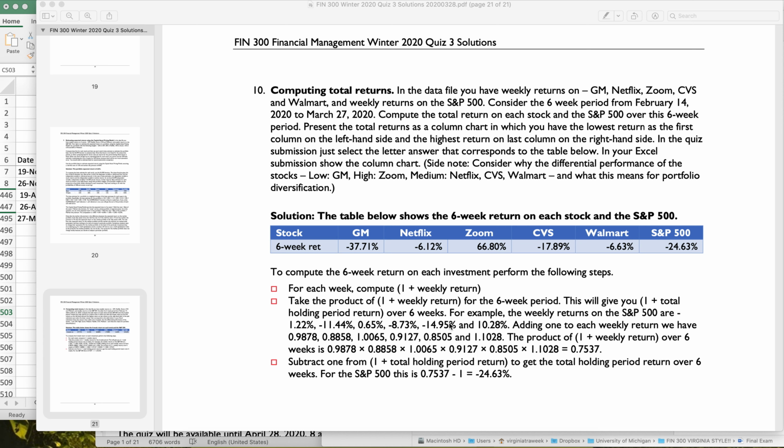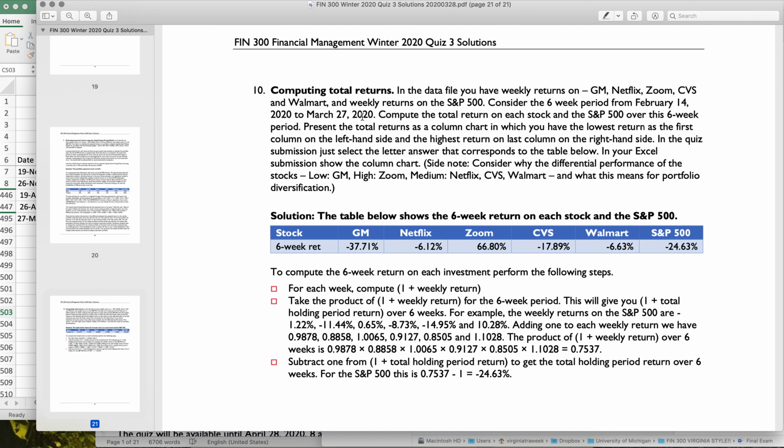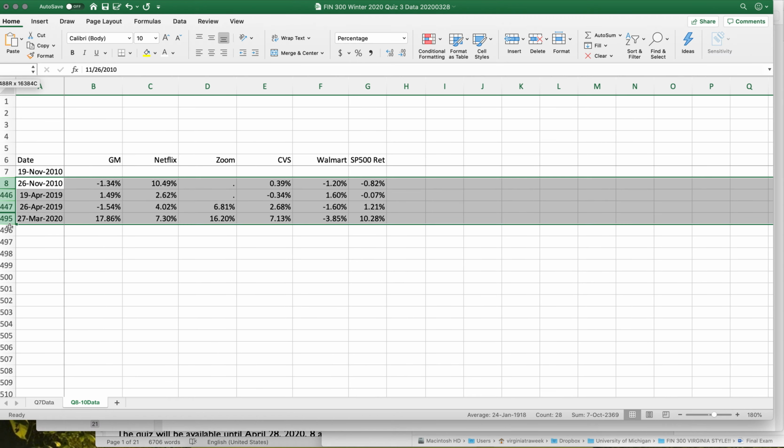Okay, last question. Computing total returns. He wants us only to use February 14th through March 27th and compute the total return for each stock over the 6-week period. Then he wants you to put them in order. This is a pretty simple question.